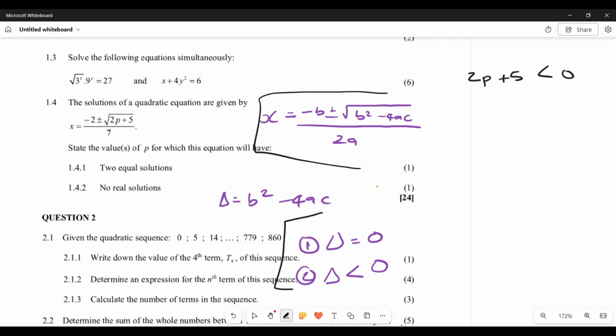Okay, so now let us solve for our value of p. So 2p is less than negative 5, right? As a result, p is less than negative 5 divided by 2, right? The inequality sign won't change because we are not multiplying by any negative here. So as a result, this would be our final answer. All right, now that will be all for this question.